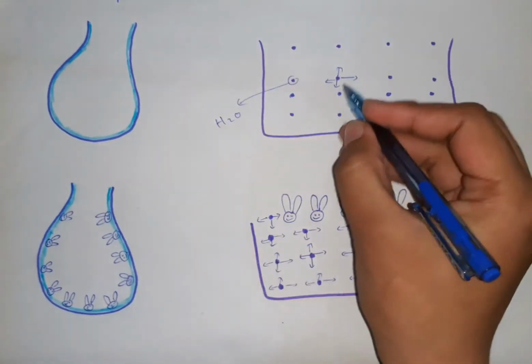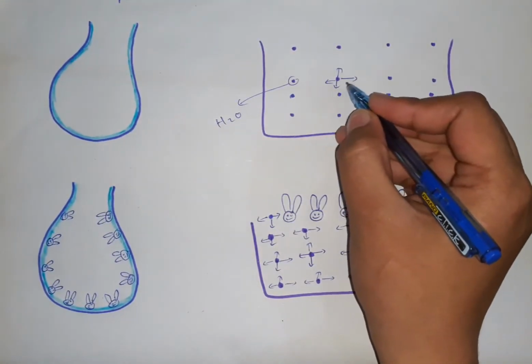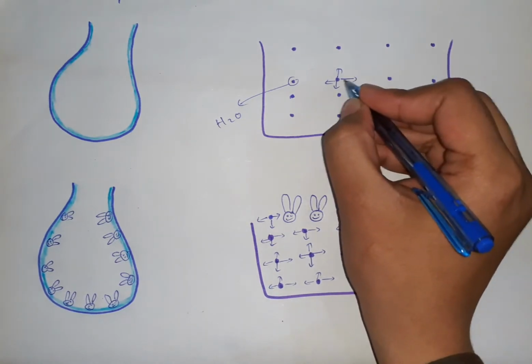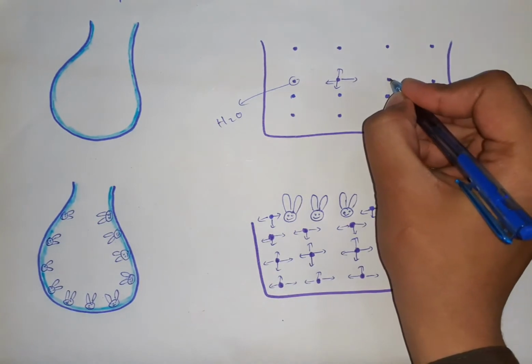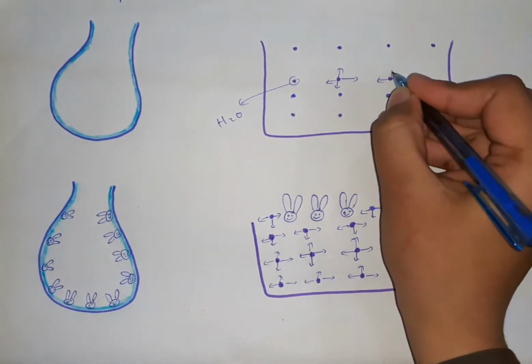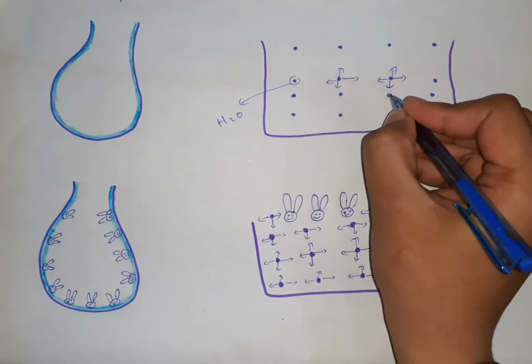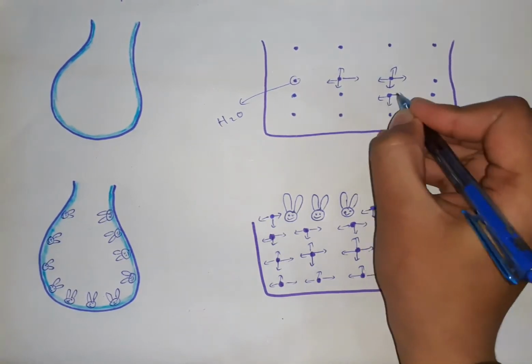A molecule of water inside the container is attracted on all sides. You can see this molecule is being attracted by this molecule, this one, and this one. So a molecule present inside the container is being attracted from all sides, so the force acting on it from all sides is equal.